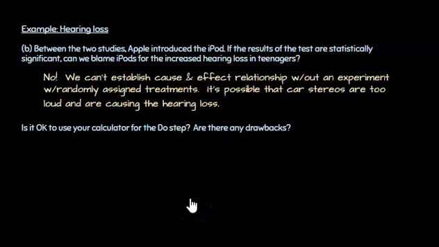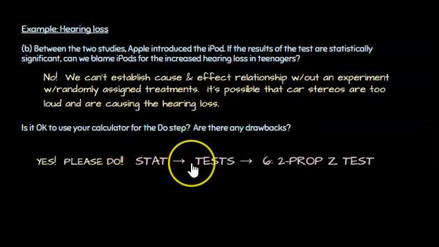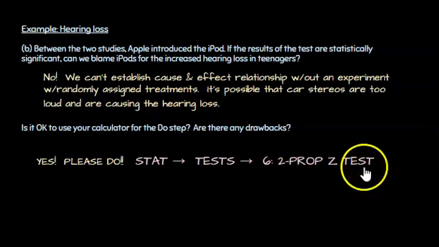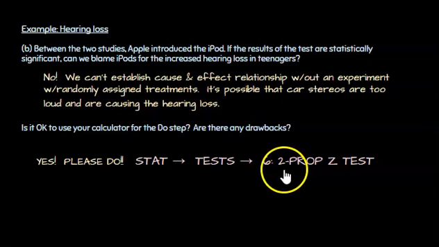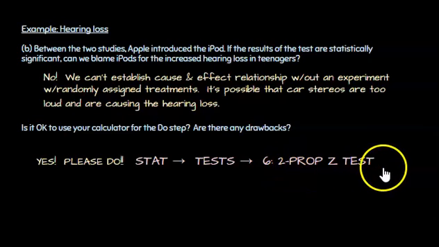Then, is it okay to use your calculator for the do step, and are there drawbacks? Absolutely use that calculator because it will save you so much time. All right? Now, you've got stat, you've got test, and it's test 6. It's 2 proportion z-test. Be careful that you don't use the 2 sample z-test that's in there. We won't use that one. We only use the 2 proportion z-test.